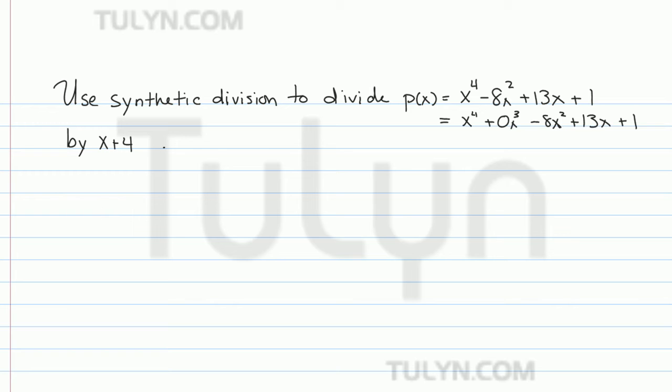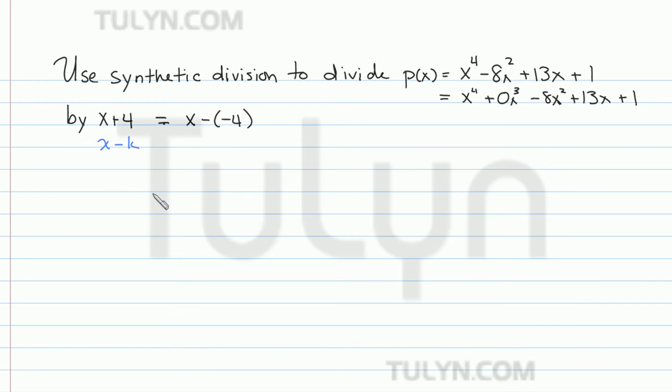And the second thing is to note that this is not quite in the form x minus k, which it has to be if we're going to use synthetic division. So I want to rewrite this x plus 4 as x minus negative 4. So in this case, our synthetic divisor is going to be negative 4, not positive 4.